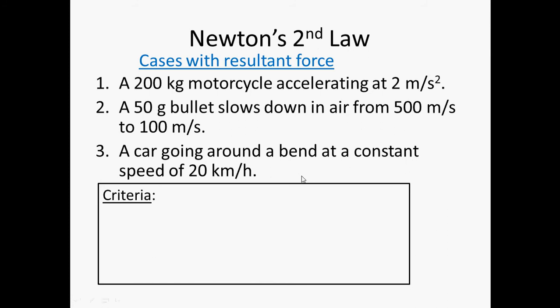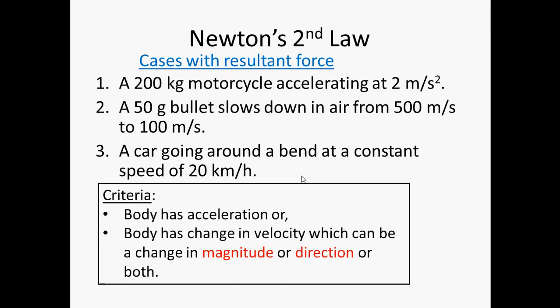Now, what is the criteria that we can see from these three examples that fulfills Newton's second law? So either the body has acceleration, or a body must have a change in velocity, which can be a change in magnitude or direction. So in the first case, obviously it fulfills the first criteria, it is accelerating. In the second case, it fulfills the second criteria, there is a change in velocity because there is a change in magnitude of the velocity.